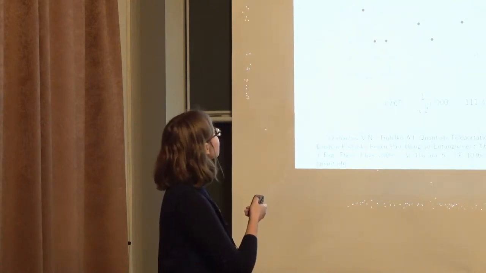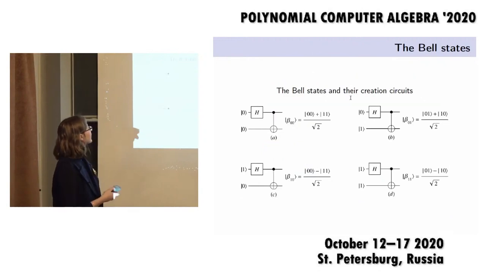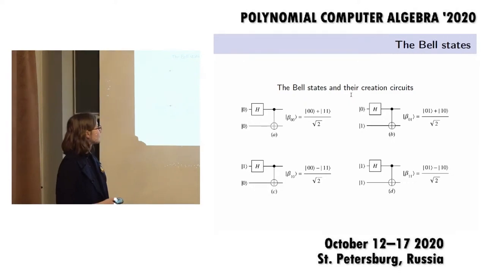The Bell states are prepared on the top two qubits and teleported to the bottom ones. The bottom three qubits are prepared in this state. The Bell states are the most entangled two qubit states. You can see their formulas. Circuits for the preparation on this slide.